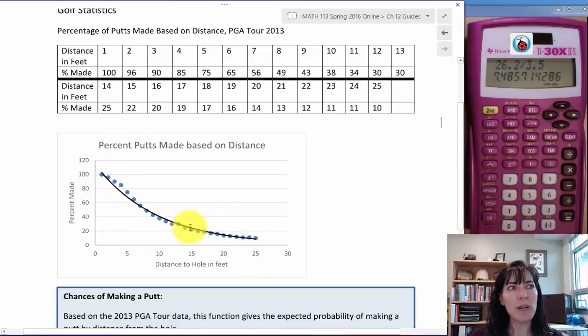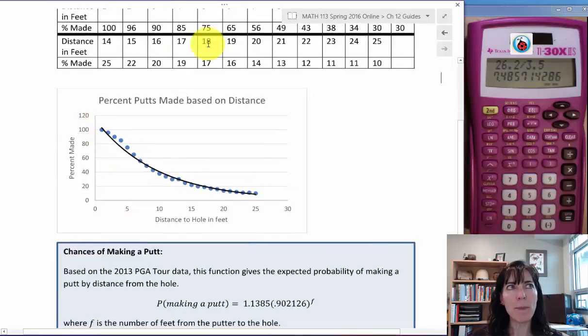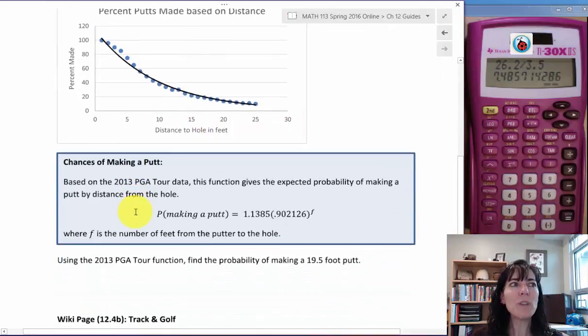Well, we can take this information, and you can see that black line. That's what Excel calculates to be the regression equation for the data from the PGA Tour. And interestingly, it really follows that line pretty closely. So we can use that information and find a probability of making a putt by the distance from the hole, and you just have to know how many feet you are away from the hole, and you plug it into this little formula. So using this tour information, and you might have a different formula from a different year of PGA data, but this one happens to be the 2013 data. You might use a different one for your calculations.